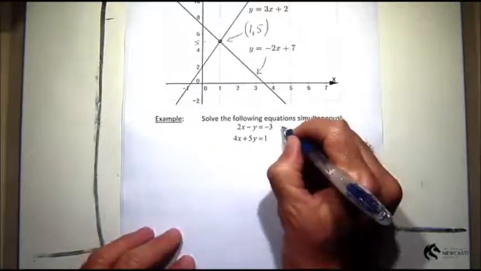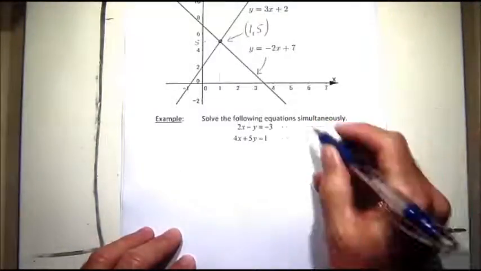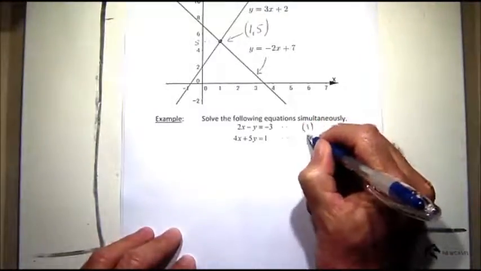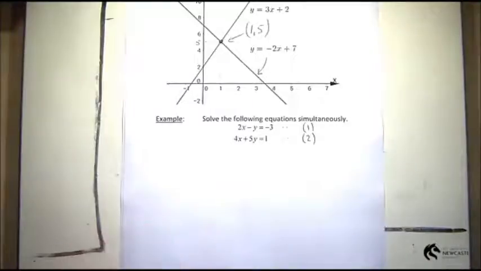So, for the sake of explaining what I'm doing, let me number these equations. Let me call the first one equation 1 and the second one equation 2. And I notice in the notes it actually gives names to different methods. So let me go through them.